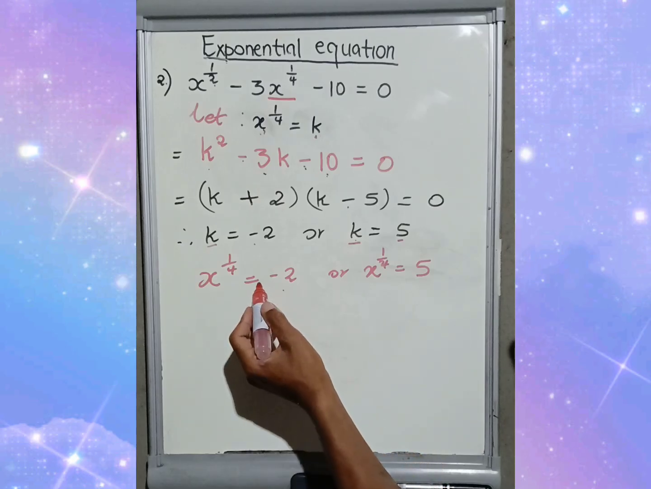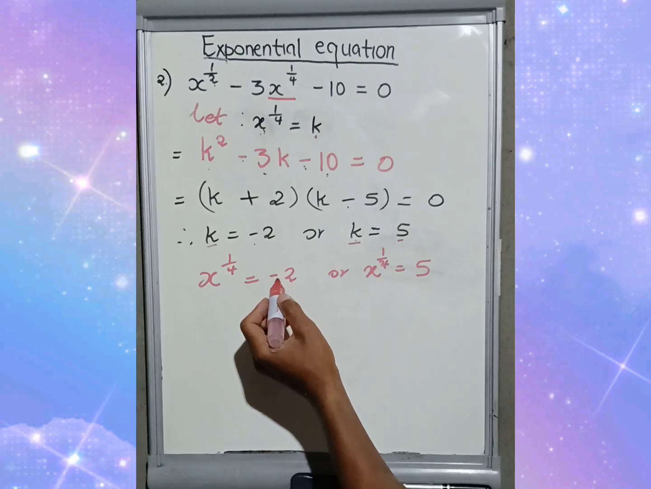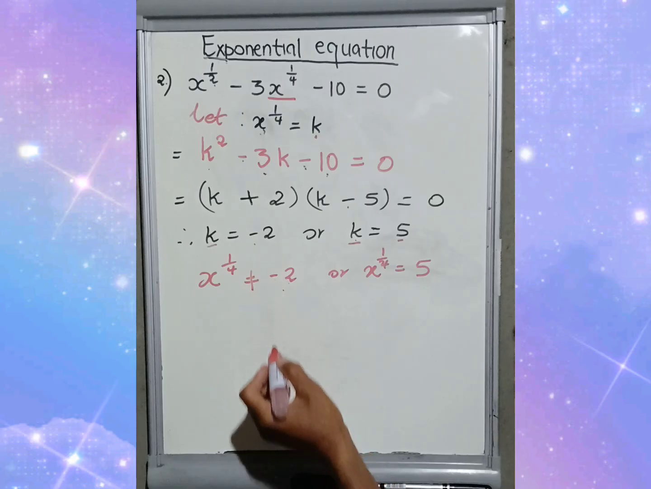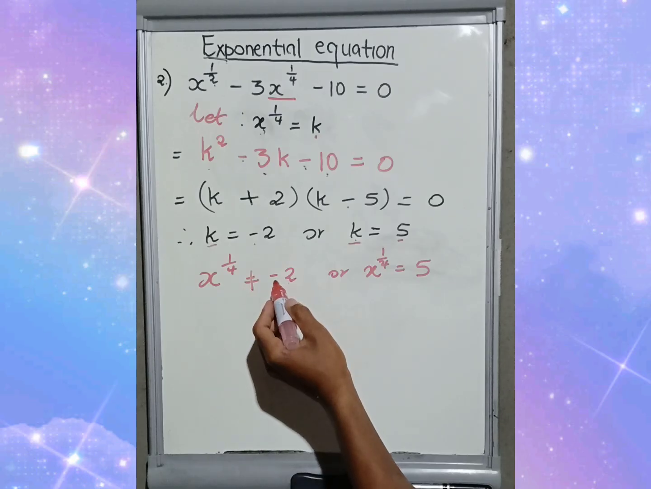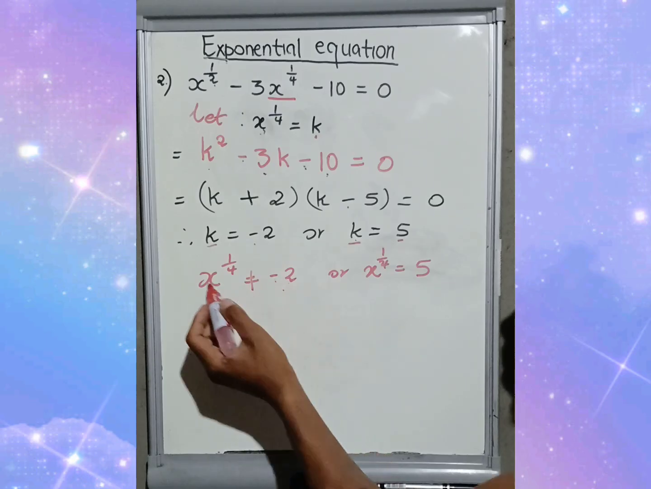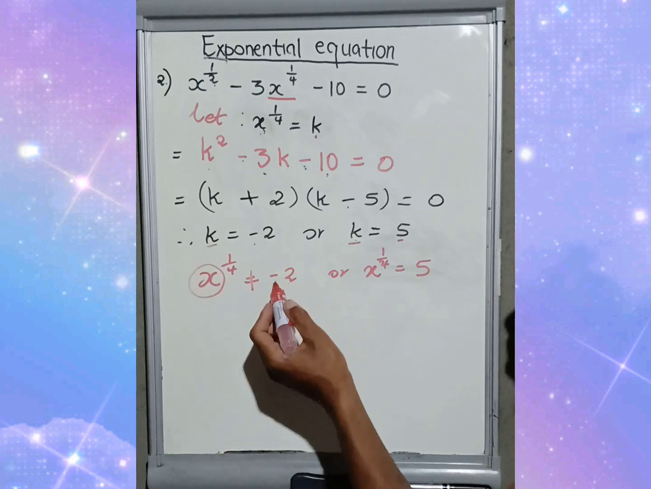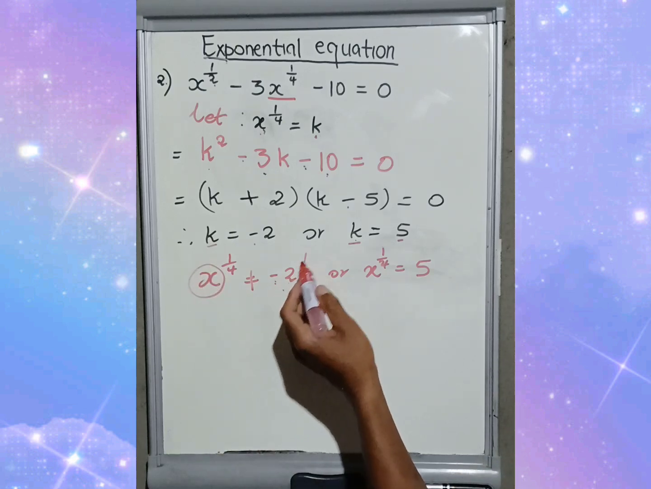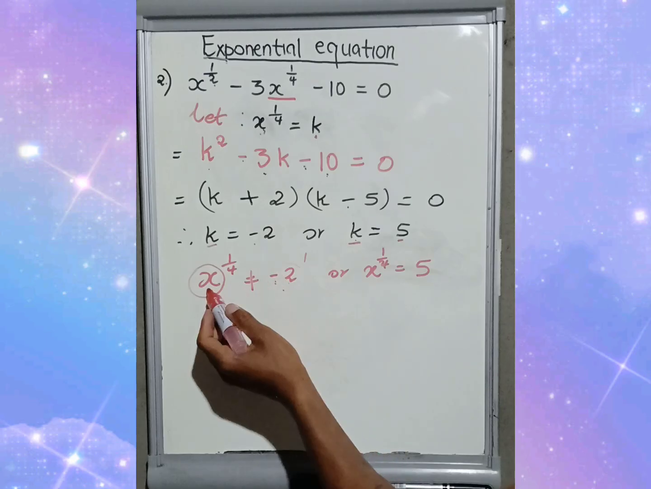But here you can't solve this one because we have a -2. You can't, because this is not equal to a negative exponent. You cannot change this x to be negative, and also you cannot change this base to be negative.